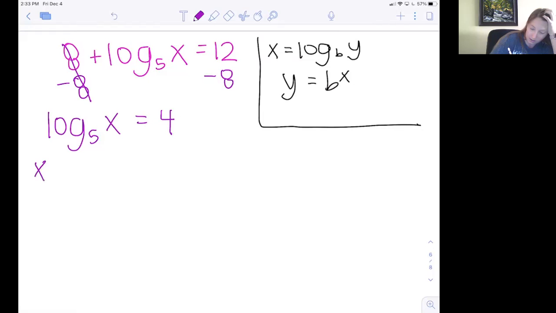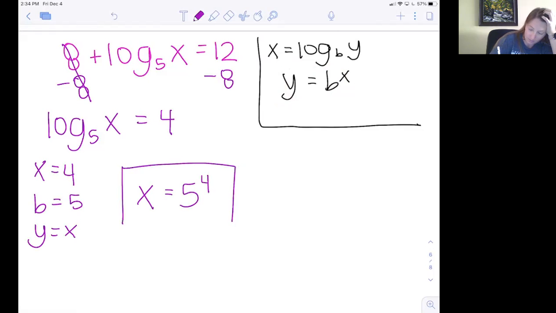So my x equals 4, my b equals 5, and my y equals x. So now I'm just going to rewrite it into this exponential form. So my y is x, my b is 5, and my x is 4. So that's my answer. They're having you do it step by step.